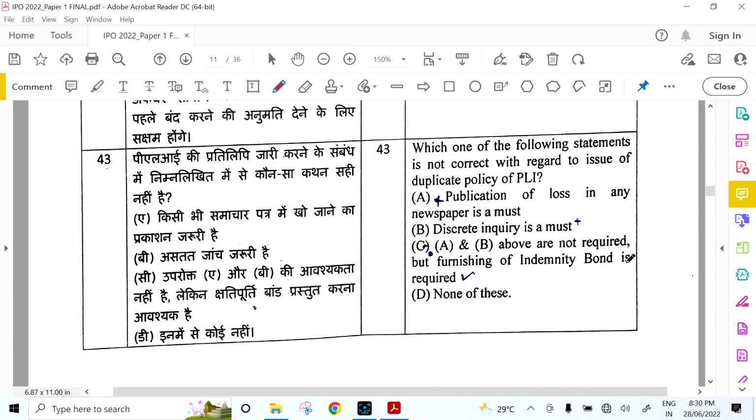Which of the following statements is not correct with regard to issue of duplicate PLI policy? Publication of loss in newspaper is a must. Discreet inquiry is a must. A and B above are not required, but furnishing indemnity bond is required. None of these. The answer is furnishing indemnity bond is required, and publication of loss in newspaper and discreet inquiry have been done away with in the recent order by PLI Directorate.